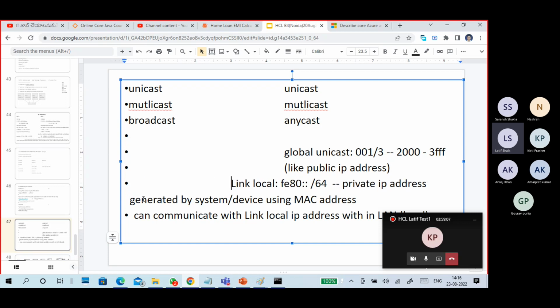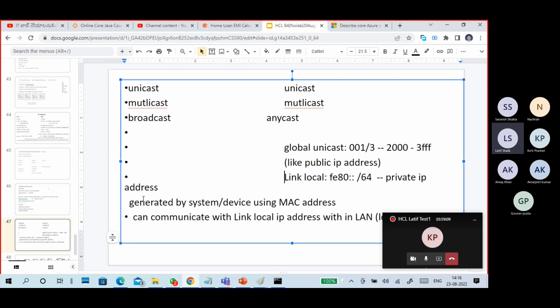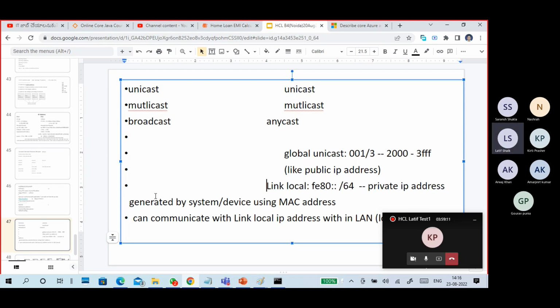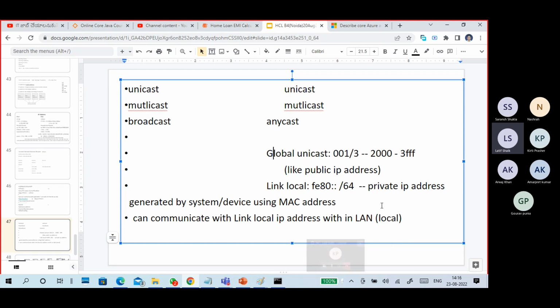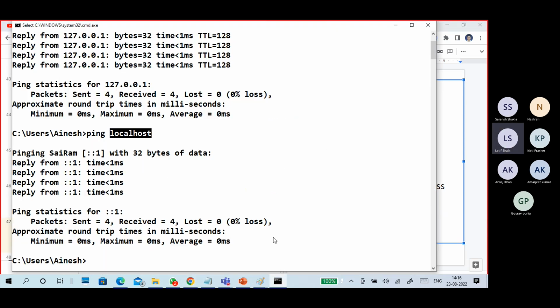The next type of IP address: two IP addresses are important. One is global unicast, another one is link local. Global unicast is for a user to communicate outside of the network. Its range is like this. In a link local IP address, every PC has its own IP address if IPv6 is enabled, starting with FE80.